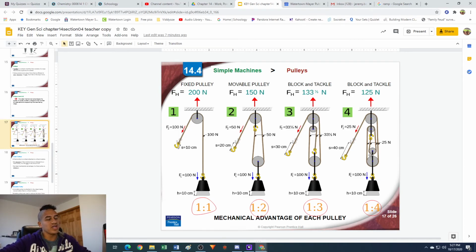Whereas with this one on the far right, you're going to probably have to pull quite a bit of rope to get this object to go up. But it will be very easy to do so, okay?